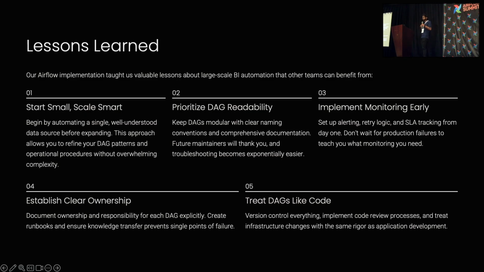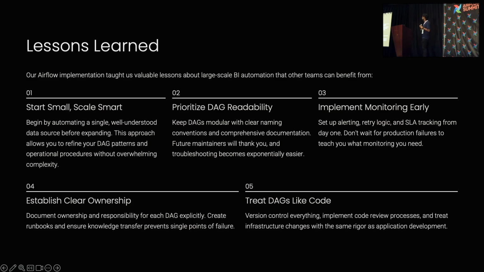Also, prioritize DAG readability. When I say that, you need a clean naming convention, very modular code in your DAGs, and everything should be documented properly. The third one is implementing monitoring early. We learned it the hard way. We did not focus on implementing monitoring in the early stages, but later we faced issues with that. So if someone is using Airflow for the first time, try to implement monitoring early so that you can fix things much earlier than you expect.